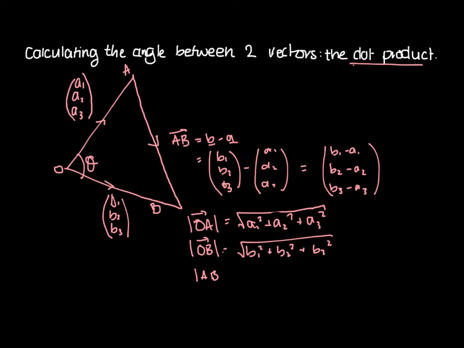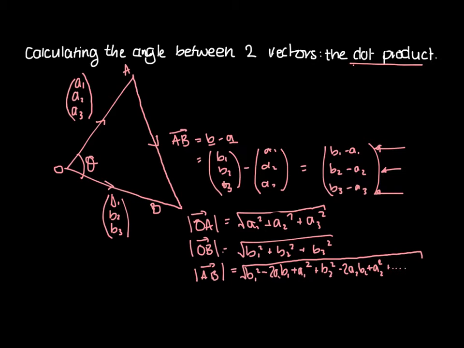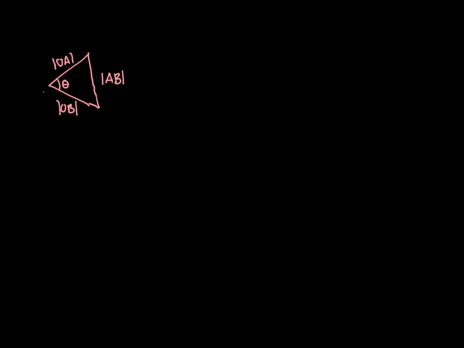And AB is a rather gnarly little expression, which just comes from squaring each of these terms, adding them up, square rooting them, so Pythagoras in 3D, and expanding those squares out. So we end up with b1 squared minus 2a1b1 plus a1 squared plus b2 squared minus 2a2b2 plus a2 squared, and the same with the 3s. So I know using the cosine rule then that for the angle theta, AB squared, which is something I know, is OA squared plus OB squared minus 2 OA OB cos theta.